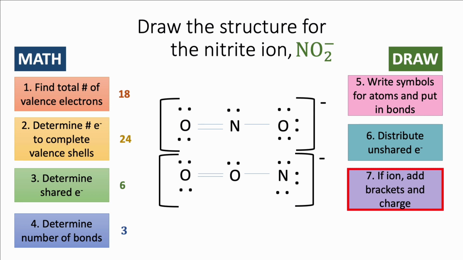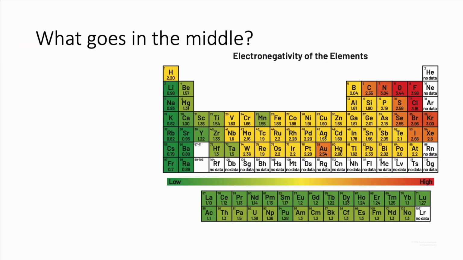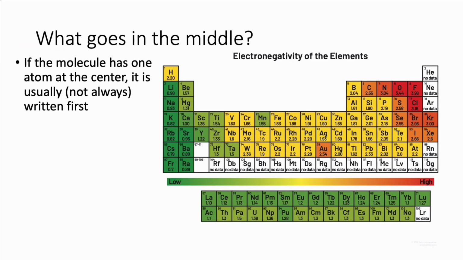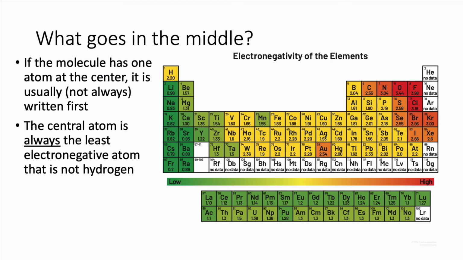How do you decide between these 2 things? Well, how do you know what goes in the middle? There are 2 ways you can tell. First of all, if the molecule has 1 central atom, it's almost always written first. But if you think back to our naming scheme, which element do we write first? We write the least electronegative atom.